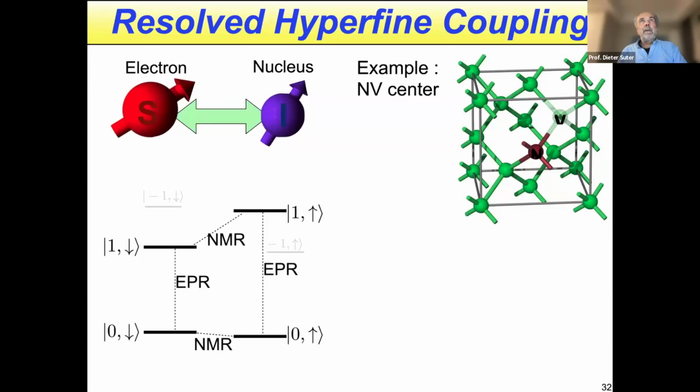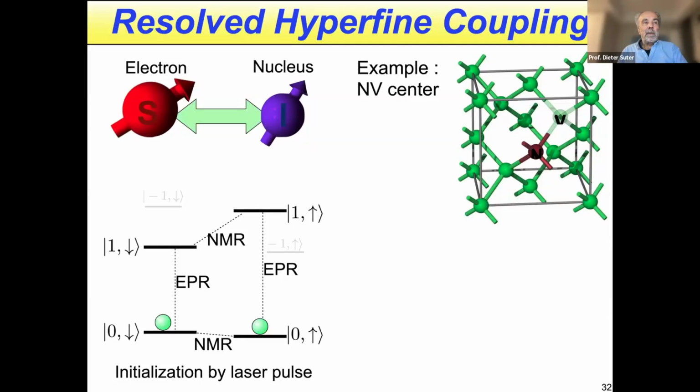So I consider here a simple situation where we take the electron spin just as a two-level system, which is coupled to a single spin one-half system. If we use a laser to polarize the electron, this is non-selective with respect to the nuclear spin. So we bring the electron spin into the ground state, the zero state, but the nuclear spin remains unpolarized. The spin up and the spin down state have the same population.